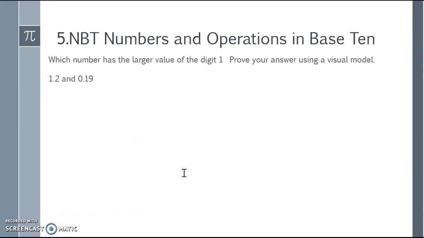Which number has the larger value of the digit 1? Prove your answer using a visual model. 1 and 2 tenths or 19 hundredths.